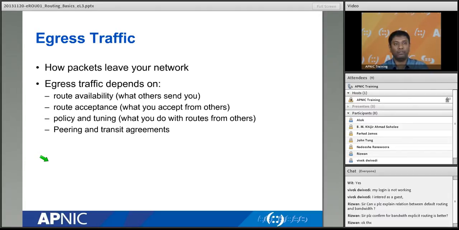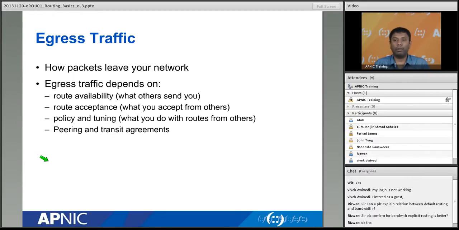what do you need? You need the route availability, right? It means when traffic needs to go out, which destination the traffic would like to go to, that destination has to be available on your router's routing table, right? So when your upstream makes that route available to you and you accept that route into your routing table, right? Then the traffic can go out from your network.